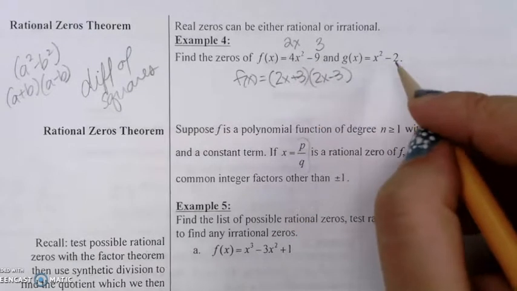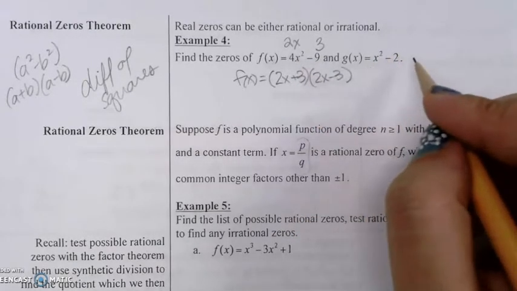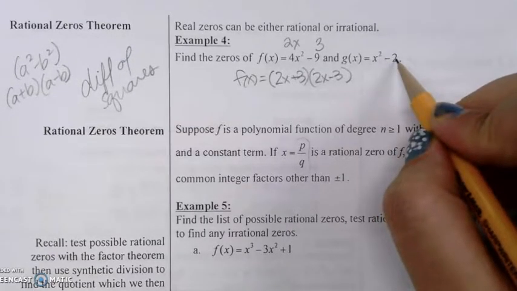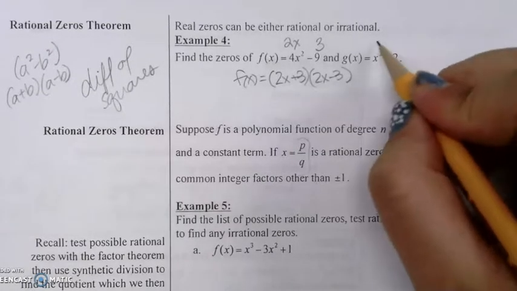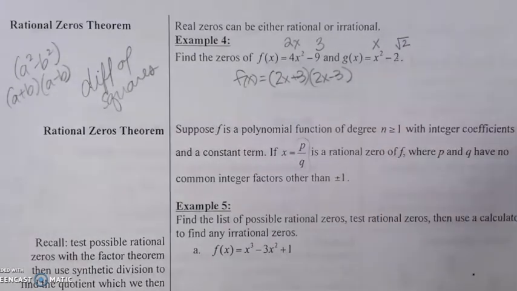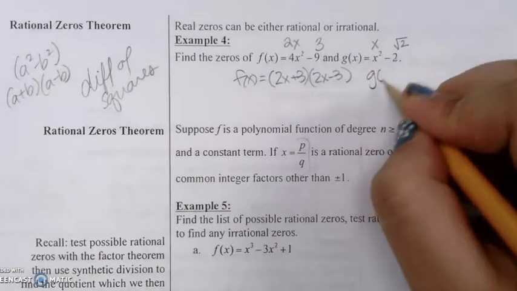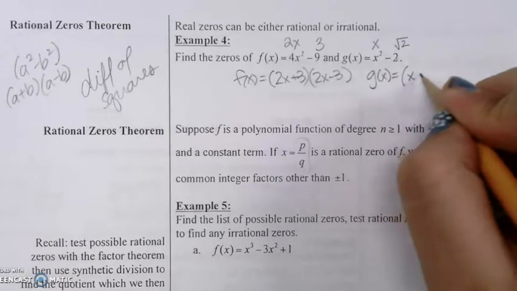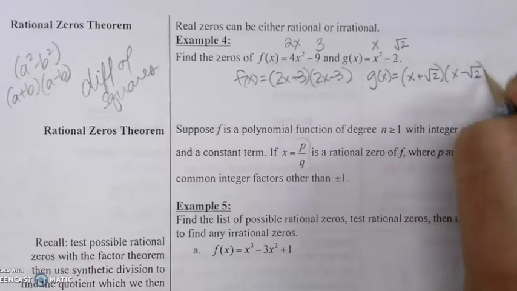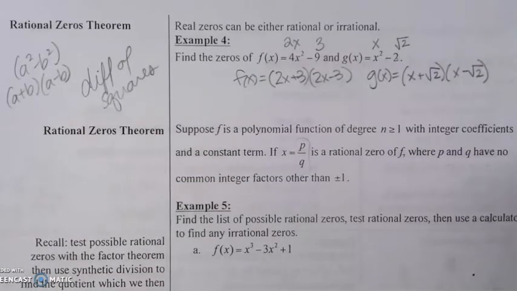But what if my perfect squares don't look like perfect squares? So here I have x squared minus 2, and 2 is not a perfect square. However, it is a perfect square of an irrational number. I could write it as the square of the square root of 2. So here I could say this is x squared, and this is the square root of 2 squared, which means that I could write g of x as x plus the square root of 2 times x minus the square root of 2.